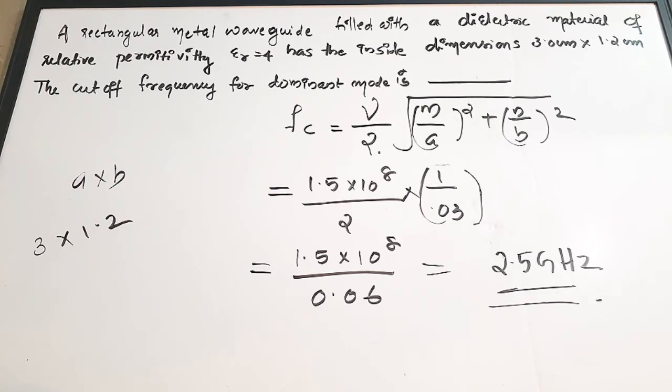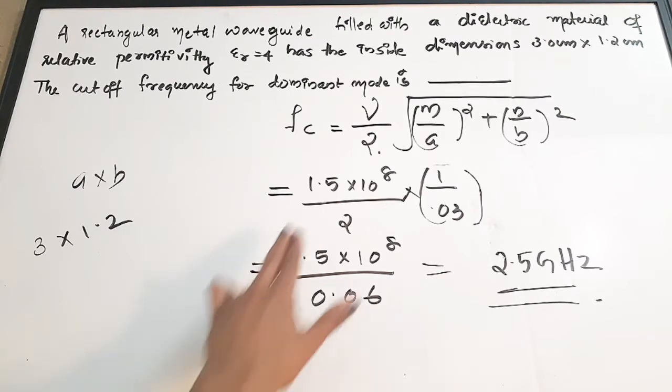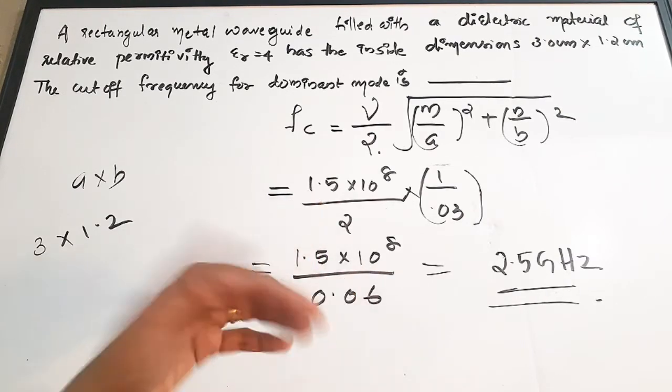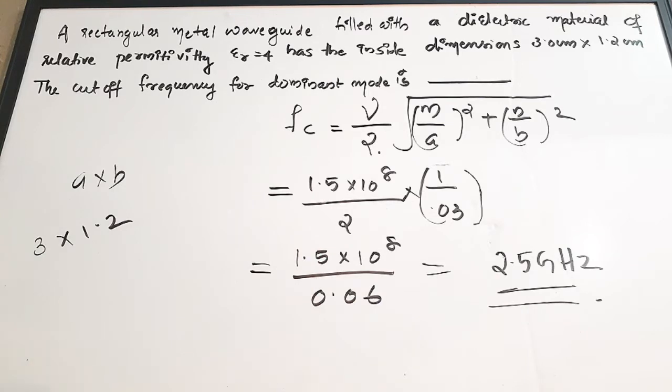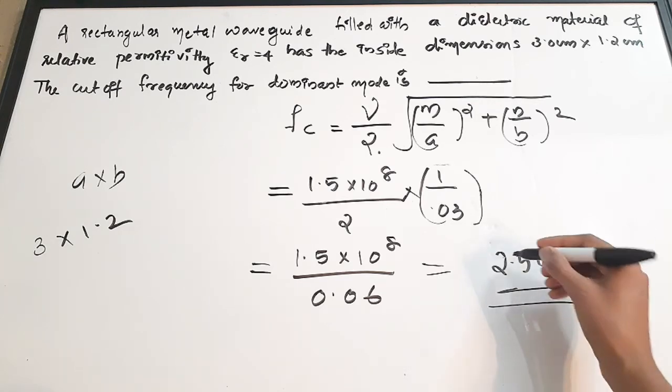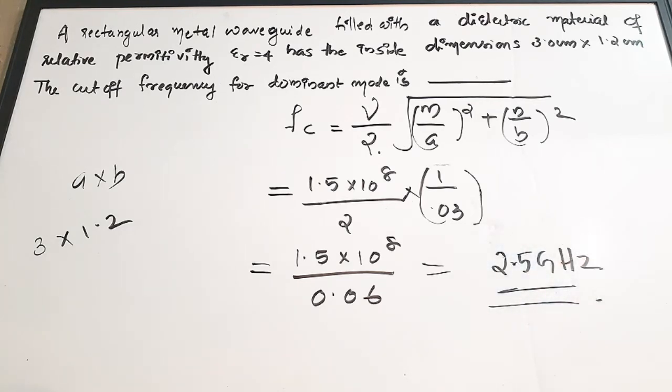Because this is a rectangular waveguide, you will be given only centimeter dimensions. They are in centimeter dimensions. So you have to either convert this to meters, or convert the speed from meters per second to centimeters per second, that is, multiply by 10 raised to 2. You have to always do it, otherwise your calculation will go wrong. So the correct answer here is 2.5 gigahertz. This 2.5 gigahertz is the cutoff frequency for the dominant mode, and note that TE10 is the dominant mode.